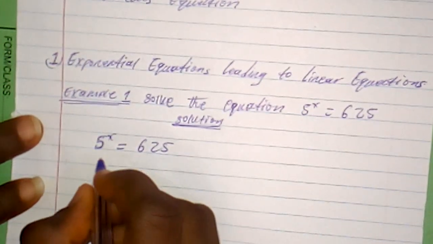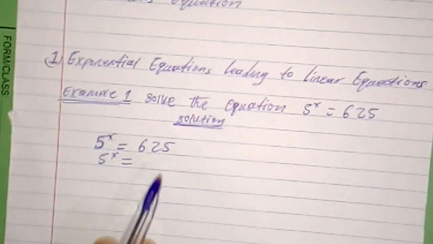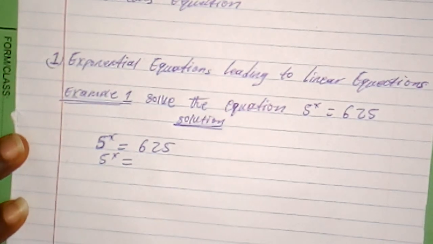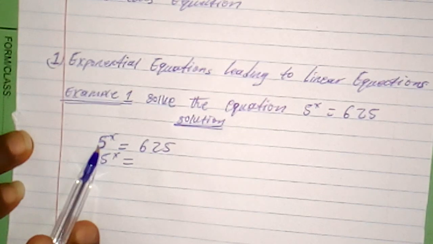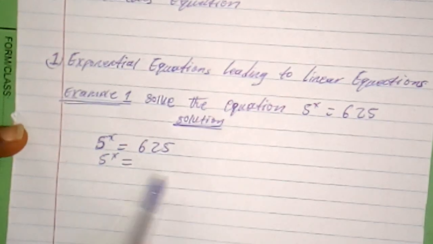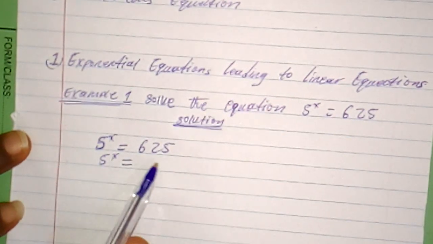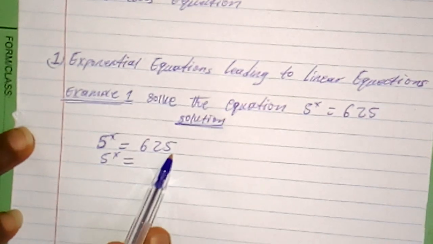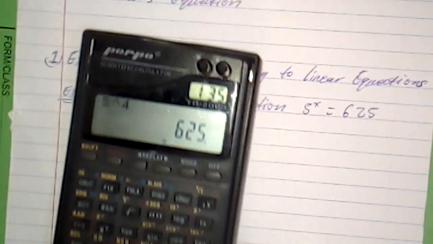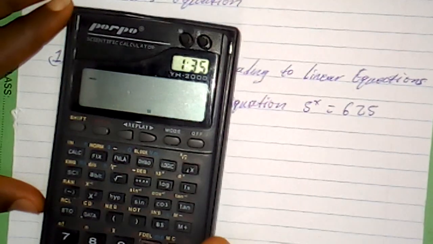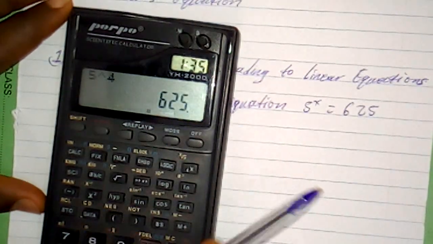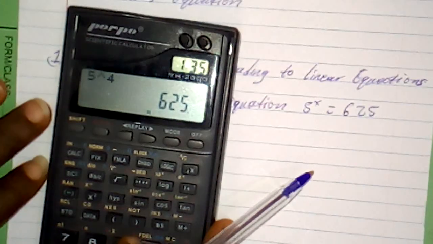Now we'll proceed. So 5 raised to the power x equals, now we are coming to simplify 625 into the basic term. As you know, 5 is already a basic term. You cannot simplify 5 into any other basic term because 5 itself is a basic term. Now we simplify 625 into a basic term. Let me bring my calculator. 5 raised to the power 4 is going to give us 625.